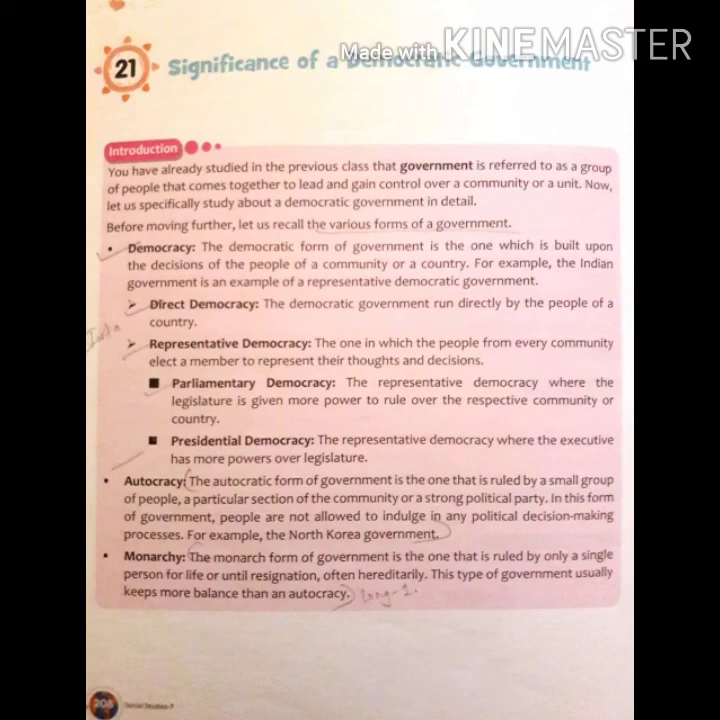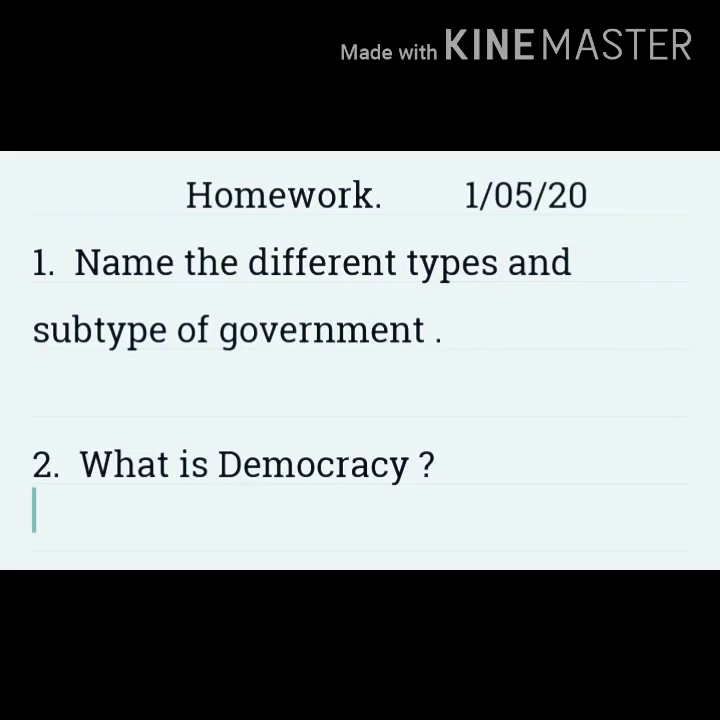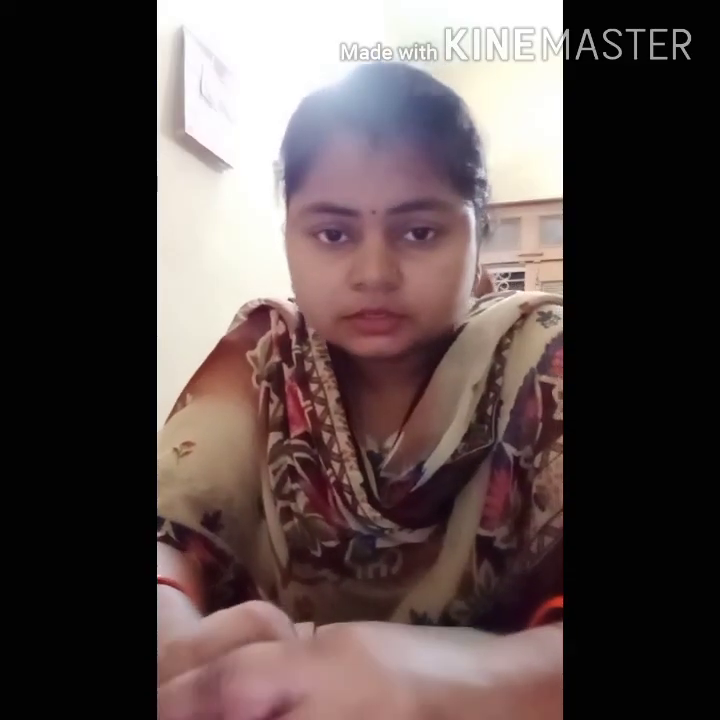Here are your homework questions. The first homework question for today is, name the different types and subtypes of government. And the next homework question is, what is democracy? So read the chapter and do your homework questions properly.